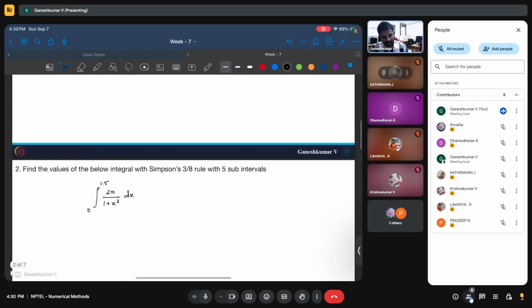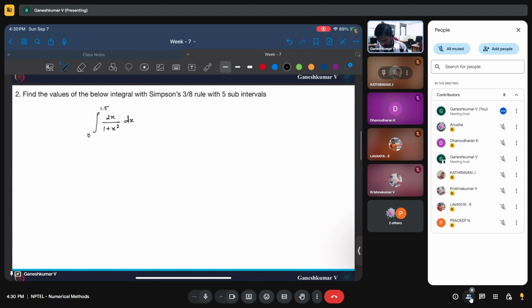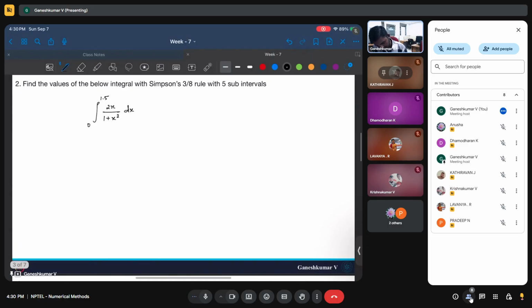But as Damodaran said, I think you cannot apply this for 8 intervals. So we'll stop there. Now we will apply Simpson's 3/8 rule for this function. Okay. So now I think this also, again, there is some mistake in my questions. Okay.